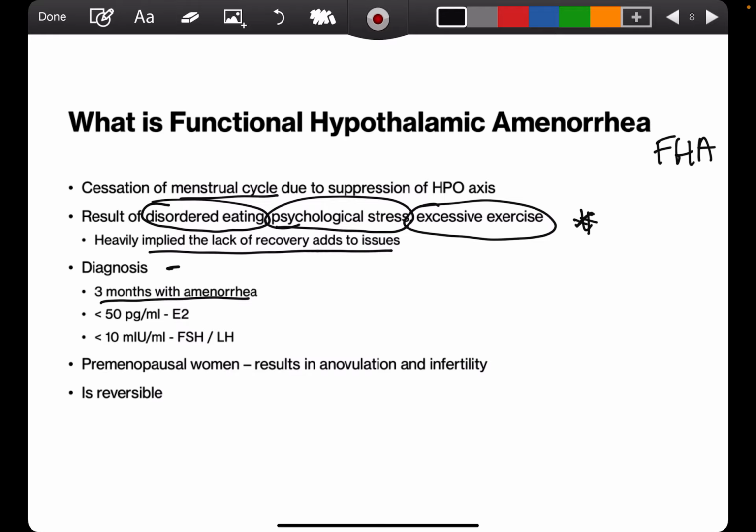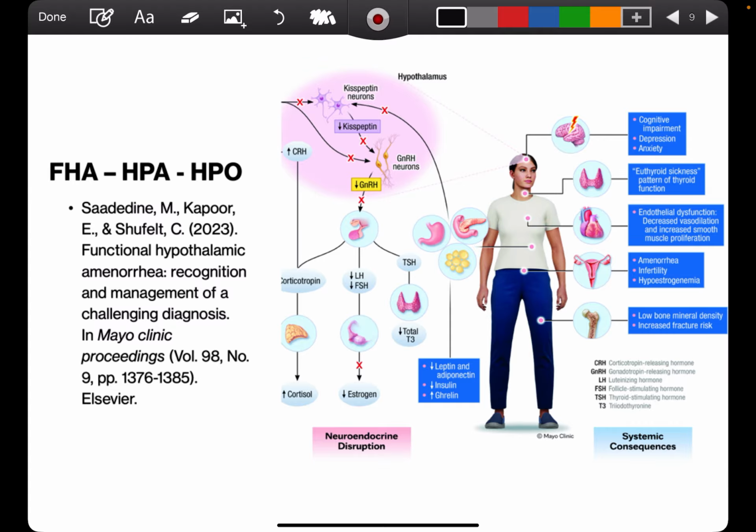For the diagnosis, it's 3 months of amenorrhea, less than 50 picograms per milliliter of estradiol, and less than 10 milli-international units per milliliter of FSH and LH. Again, I mentioned younger athletes, but this commonly occurs in premenopausal women, and it results in anovulation and infertility. Interestingly enough, it is reversible, and we'll cover a little bit more of that in a bit.